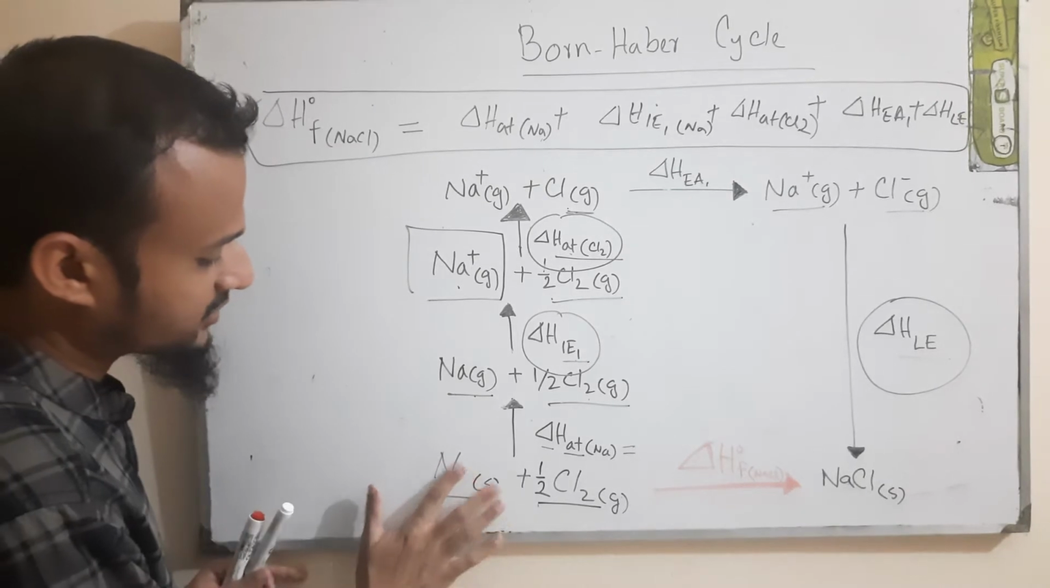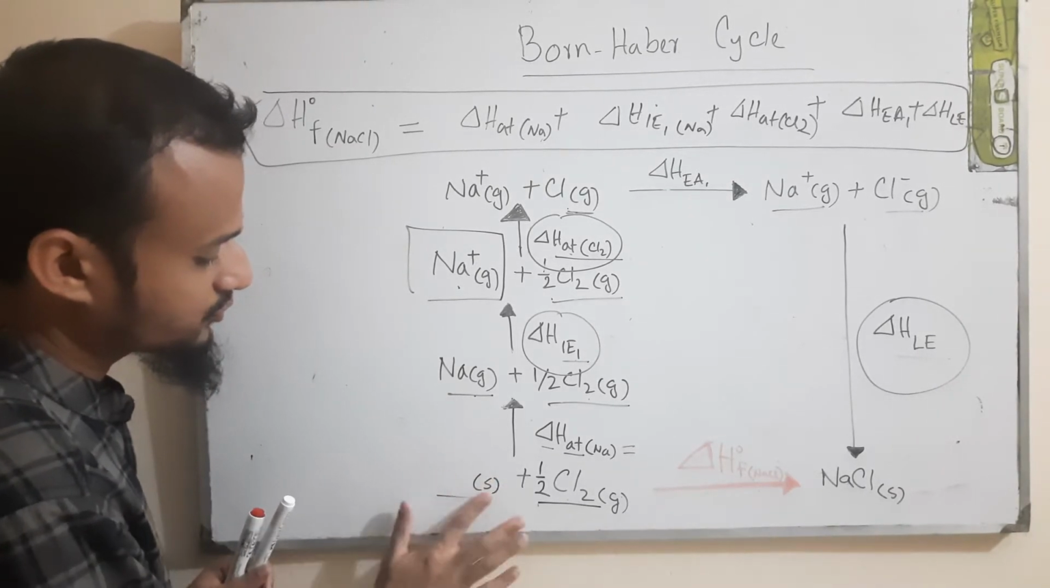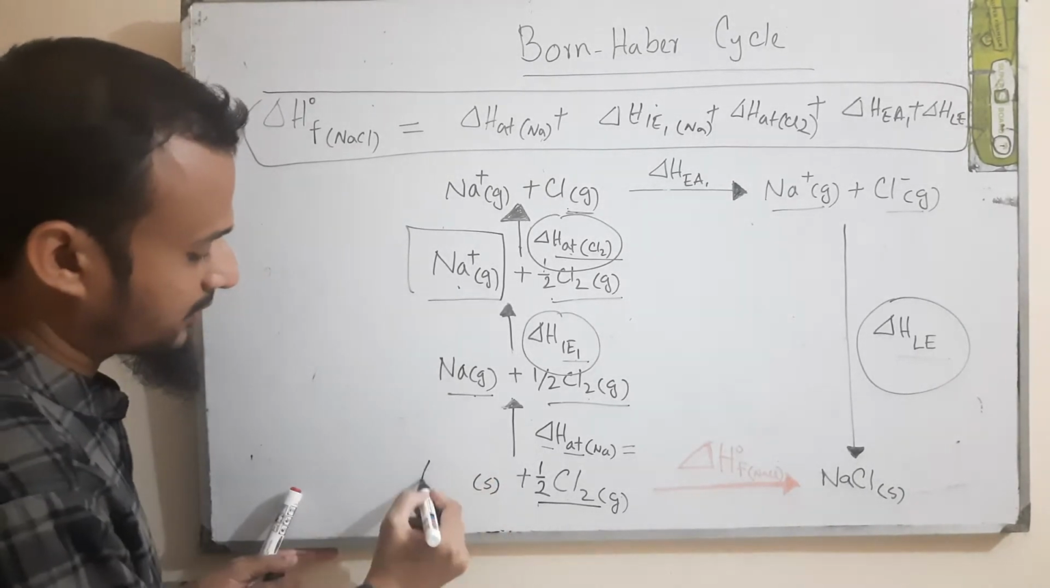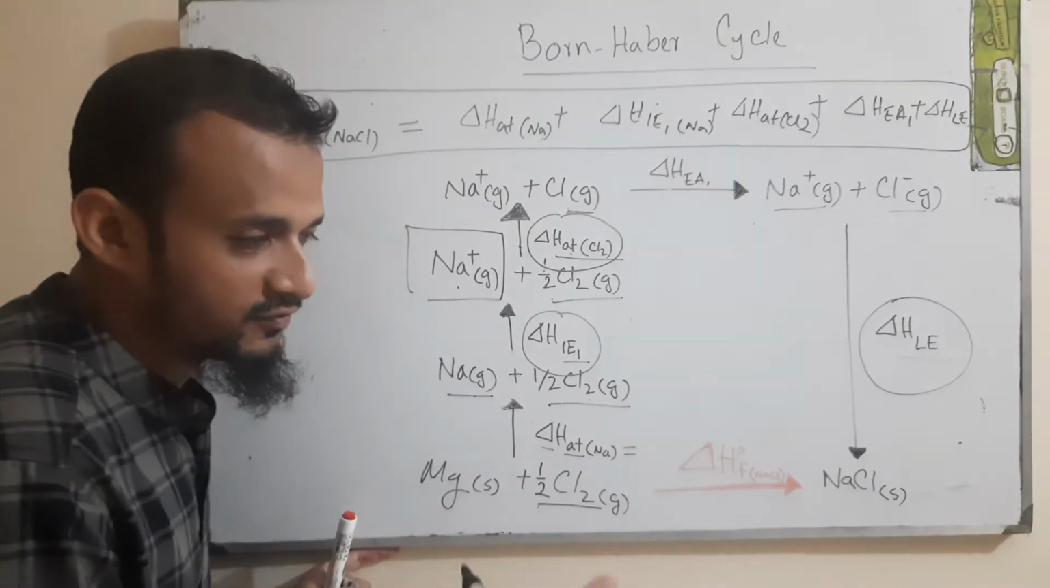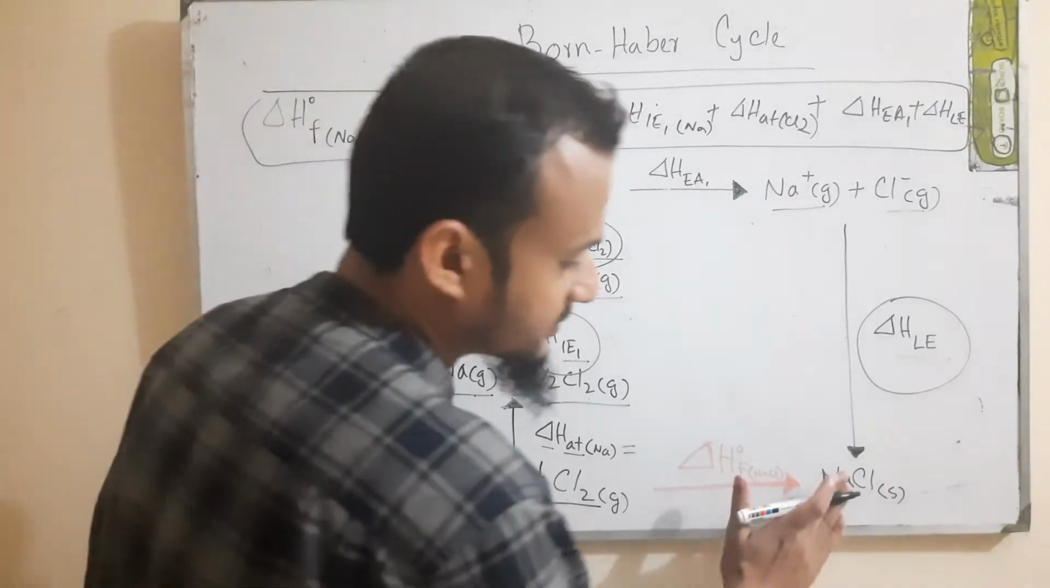To make magnesium chloride, you need to use one magnesium, right? And not half Cl2, because the formula is MgCl2, right? Let's change it here.